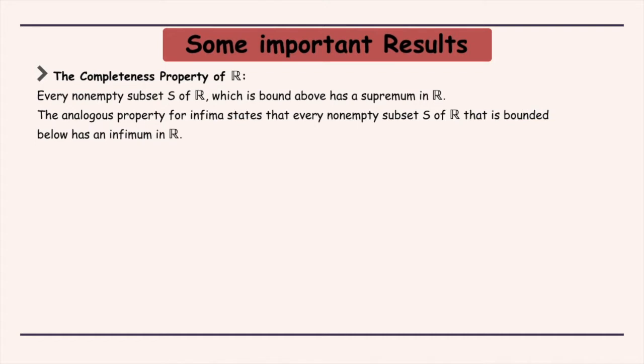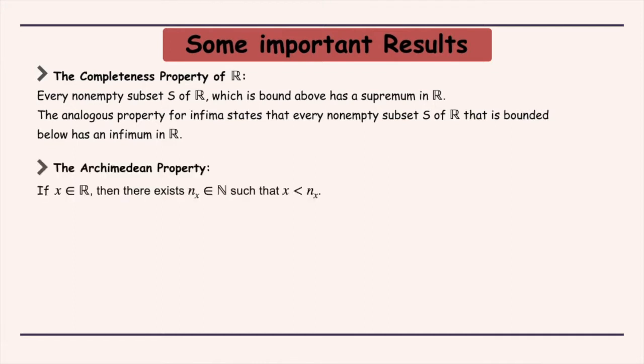So it says that whenever the set S which we are considering is either bounded above or bounded below, it would correspondingly have a supremum or an infimum. The next result is the Archimedean property, which also has been discussed in a video tutorial, and the property says that if we have any x in R, then there has to be a natural number nx belonging to the set of natural numbers such that x is less than nx.